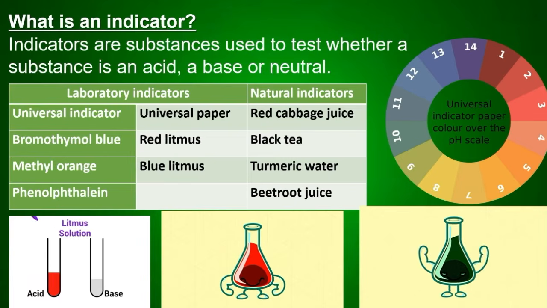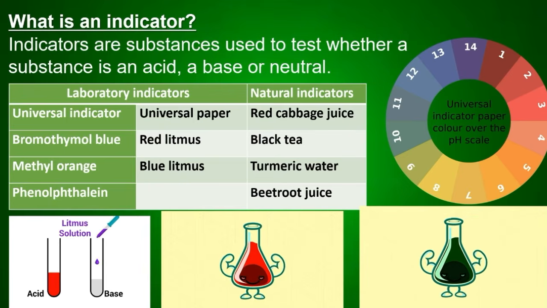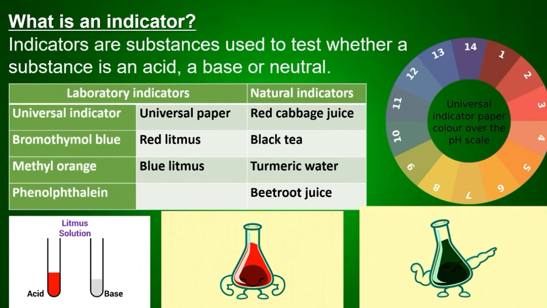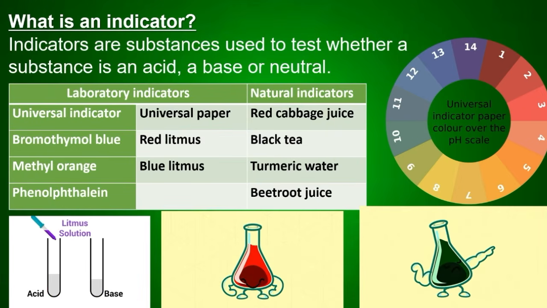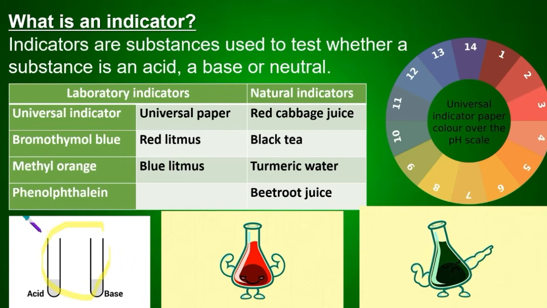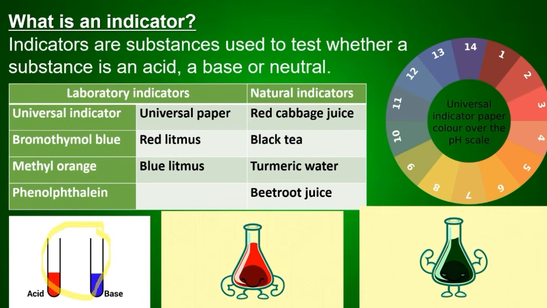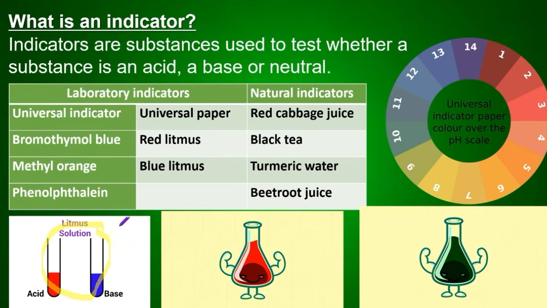Some of the lab indicators which we use are universal indicator, universal paper, bromothymol blue, red litmus paper, methyl orange, blue litmus paper, and phenolphthalein. If you have a look at this diagram over here, this is an indication using litmus solution. If we add litmus solution into an acid, it turns red, and if we add it into a base, it turns blue.